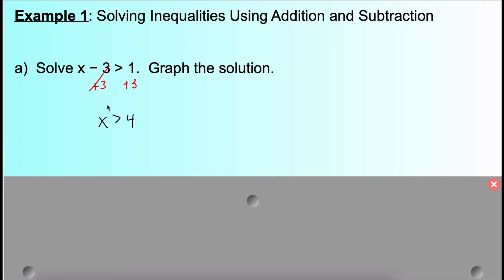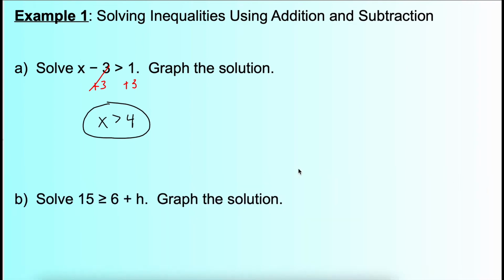1 plus 3 is 4. So that means that x can be any number that's bigger than 4. 4.1, 5, a million, 126, it doesn't matter. As long as it's bigger than 4, it is part of the solutions for x in this inequality. And then graphing that, we just went over, so I'm not going to do it again.